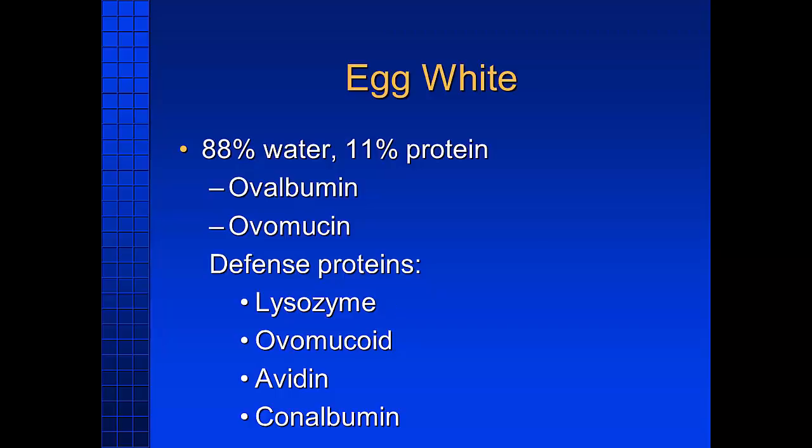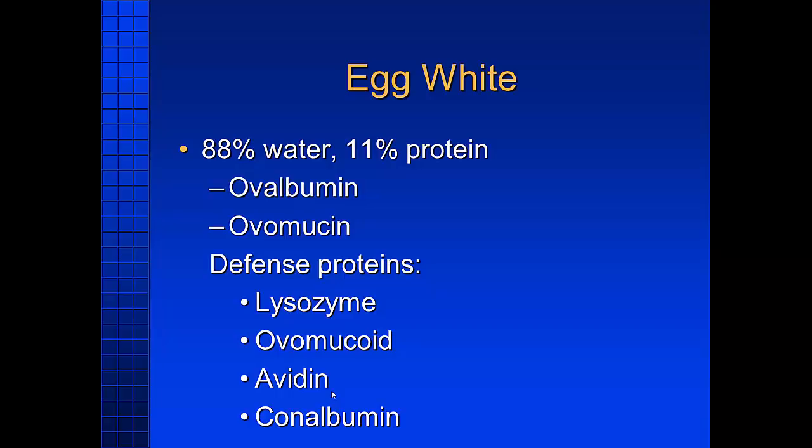The third of these is avidin. Avidin binds biotin. Biotin is a vitamin. Microorganisms need biotin to grow. And if this protein binds the biotin, then it's not available to the microorganisms. So even if they can enter into the egg, they can't grow there.